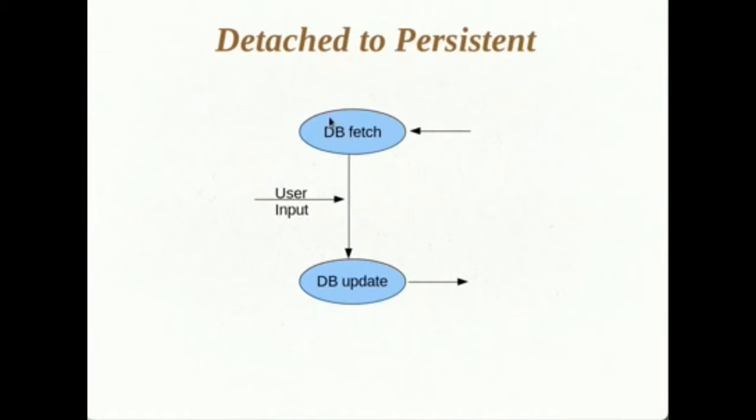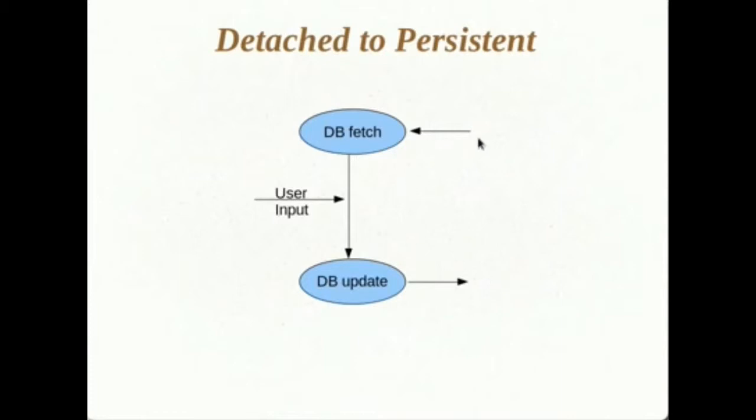Now let's take this example. I have fetched an object from the database and I have used this to render a page or screen to the user. Now the user is going to look at the screen and then react to it and enter some inputs. Now what I need to do is take the user inputs and then update the record back to the database. It's a very common scenario. It happens most of the time.